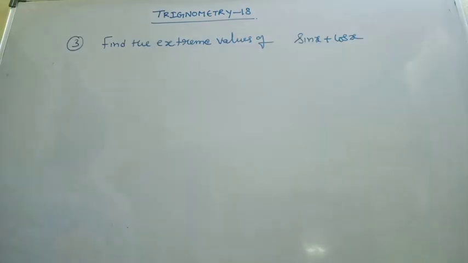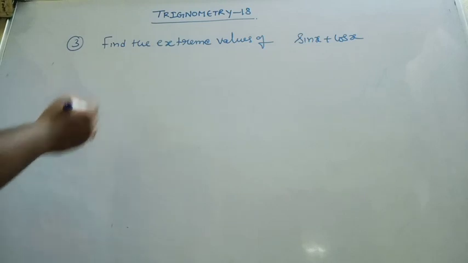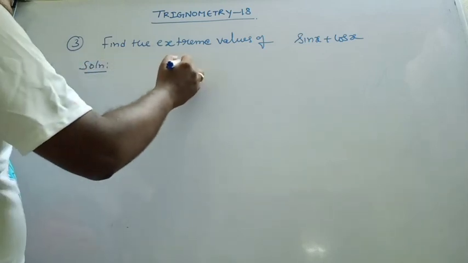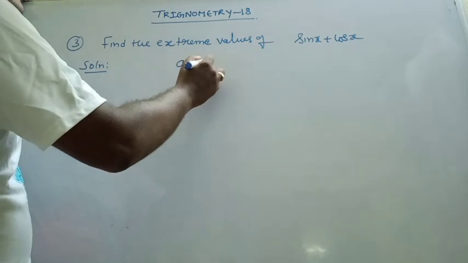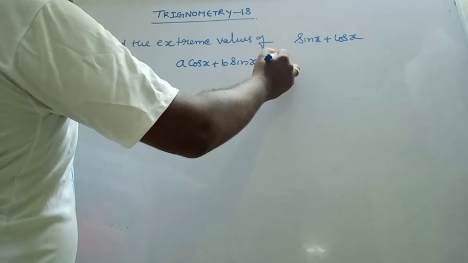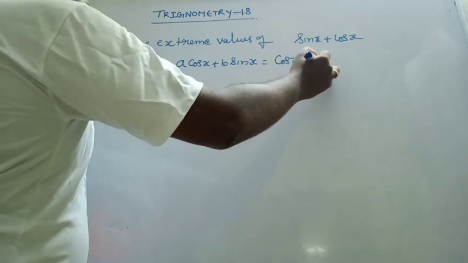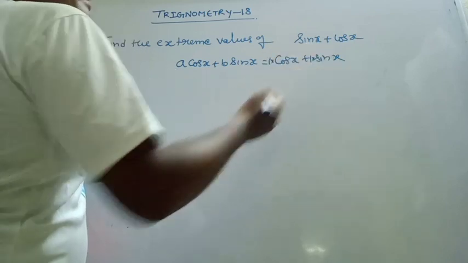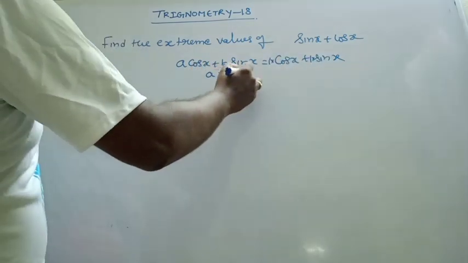Now find the extreme values of sin x plus cos x. You see, my dear students, this problem also has the form a cos x plus b sin x. If we write it like this, we have cos x plus sin x, right? When you compare, this is 1 into cos x and this is 1 into sin x. That means the value of a is 1 and b is 1.